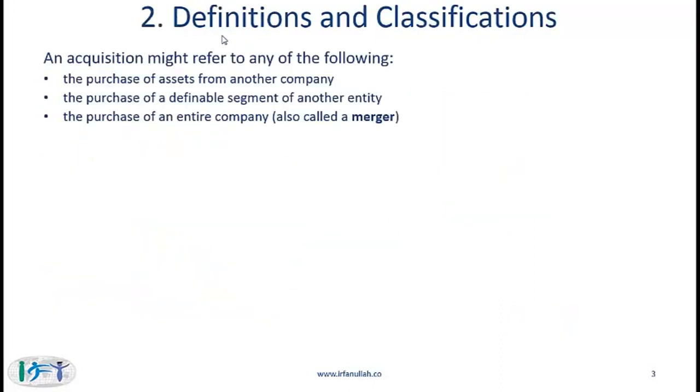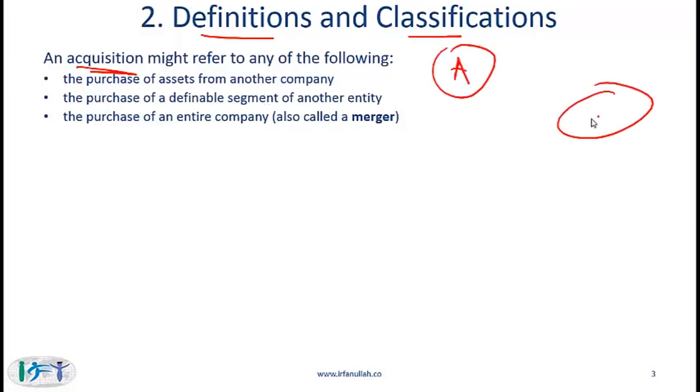Let us start though with some basic definitions and classifications. You keep hearing the term mergers and acquisitions. We will start with the definition of an acquisition. An acquisition might refer to any of the following: the purchase of assets from another company, or the purchase of a definable segment of another entity. If you have an acquiring company, this might simply buy a business segment of another company. That's also called an acquisition. Or the purchase of an entire other company.